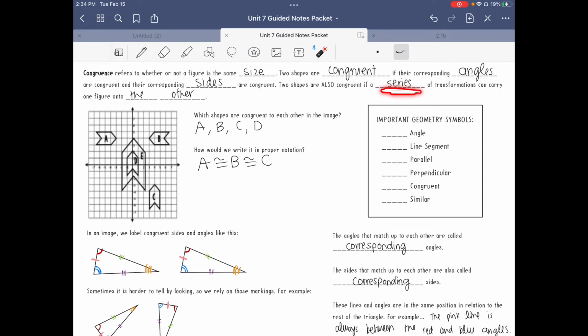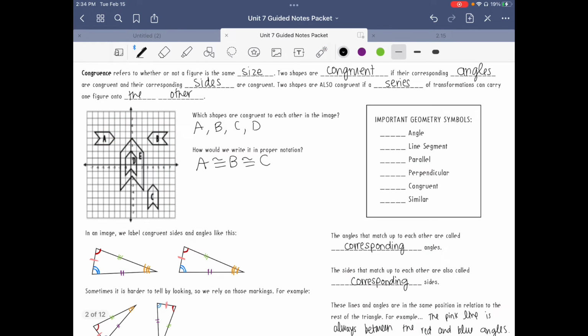This is where the series part comes in. Series means more than one. So if we reflected it and then rotated it, we would go from A to C. That's more than one transformation. That's a series of transformations. So A is also congruent to C. And they also figured out this one is also congruent to D because you can just translate it up and to the left.